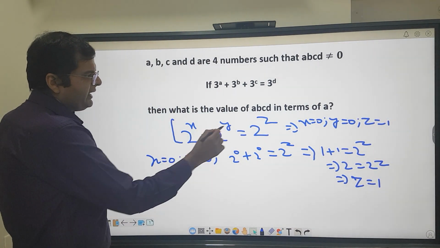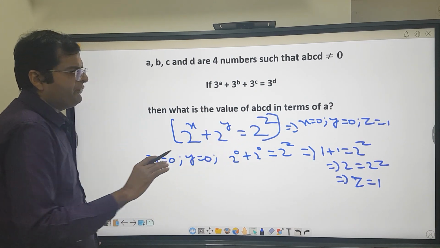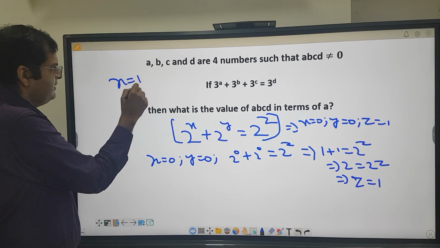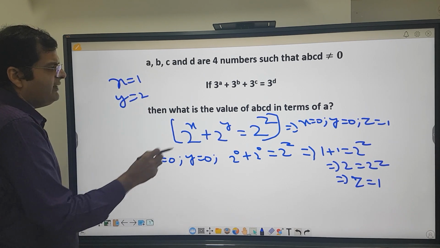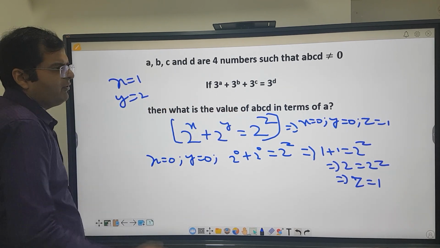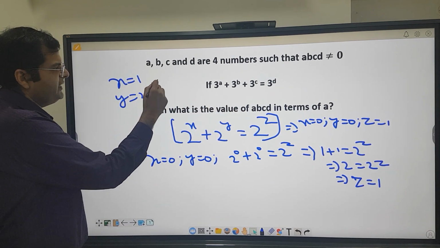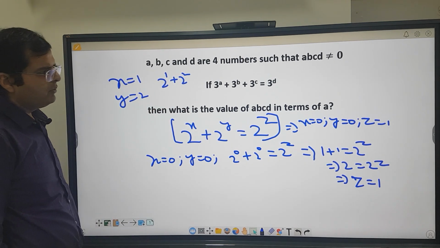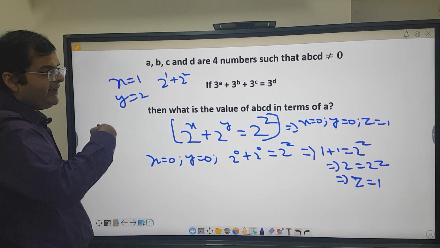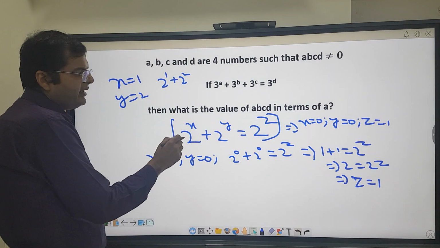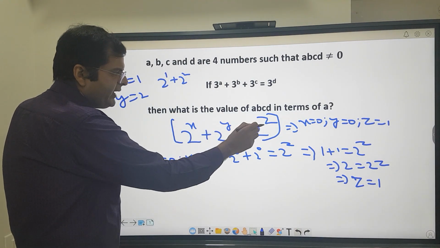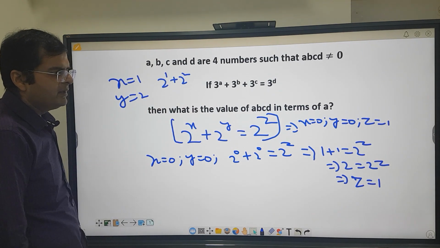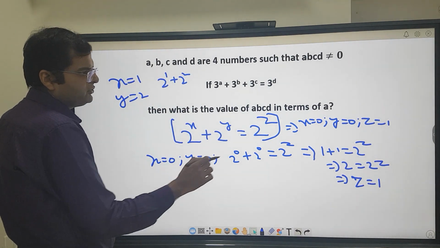If you take x and y as two different numbers, let's say I take x as 1 and y as 2, I will never add up and get a power of 2 with them, because then it will be 2 raised to 1 plus 2 squared. This will never be a power of 2. If you take x and y as different numbers, you will never add them up to get a power of 2 as the answer. 2 raised to x plus 2 raised to y can never become equal to 2 raised to z.